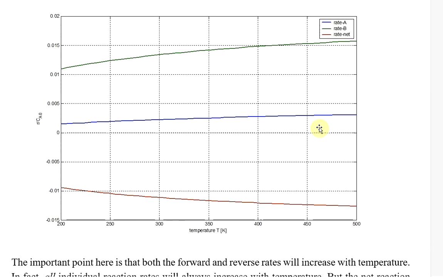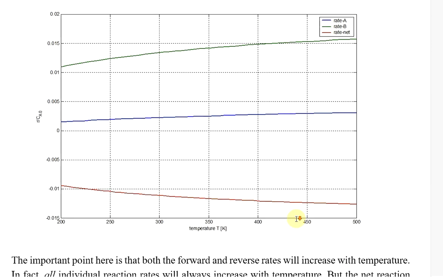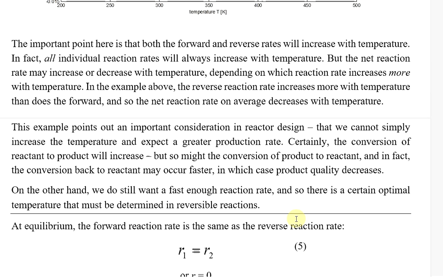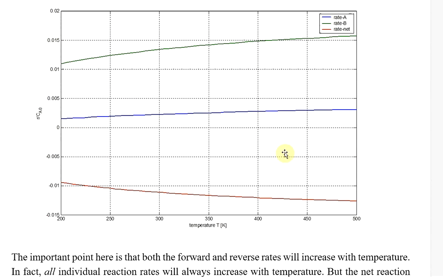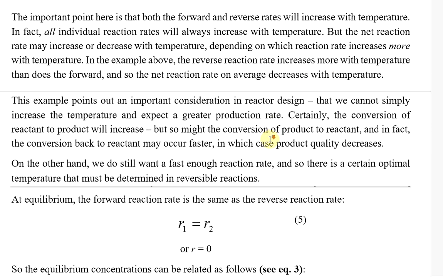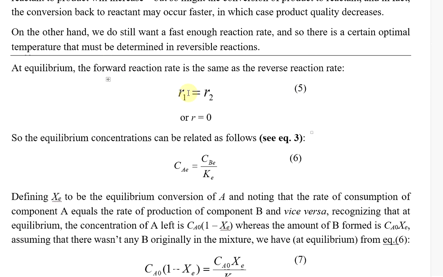So of course, we could also say both reaction rates are increasing with temperature. Well, in this case, it's becoming more negative, but the actual reaction is increasing. So both rates are increasing with temperature, but the net reaction rate may increase or decrease depending on which rate increases more. So we want to design our reactors in the face of this additional complexity. So let's consider first where the equilibrium might lie.